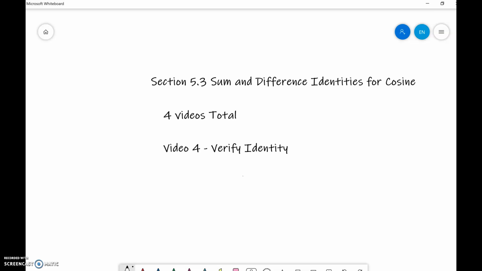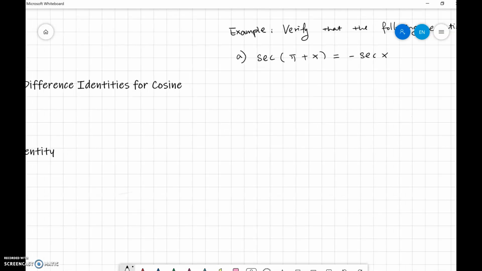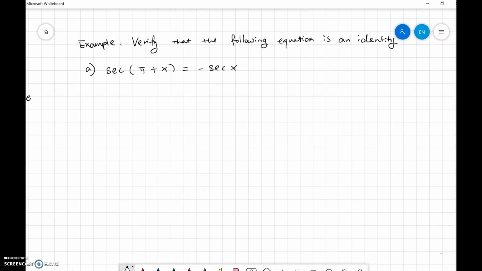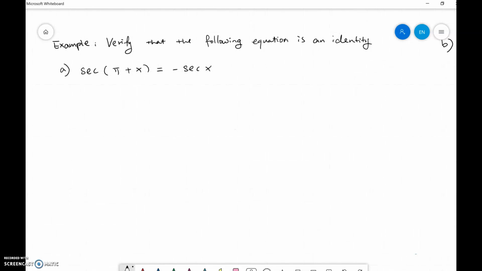This is lecture video 5 for section 5.4, video 4. So this is the last video. Here in this video, I'm going to demonstrate two examples of how to use sum and difference identities to verify identities. The first one: we want to verify that the following equation is an identity.